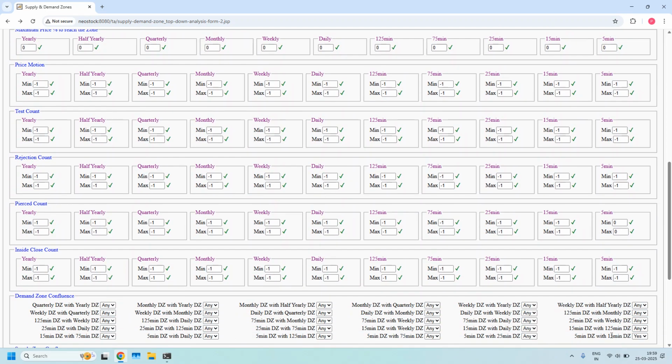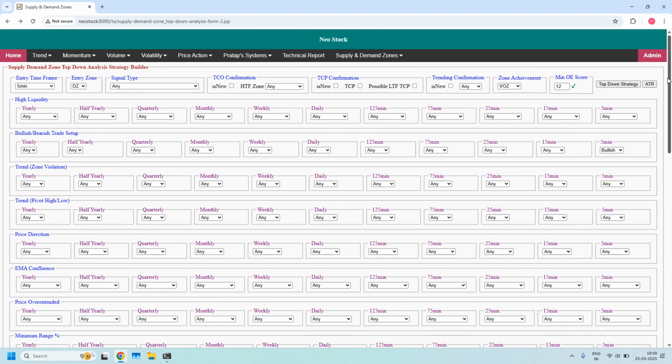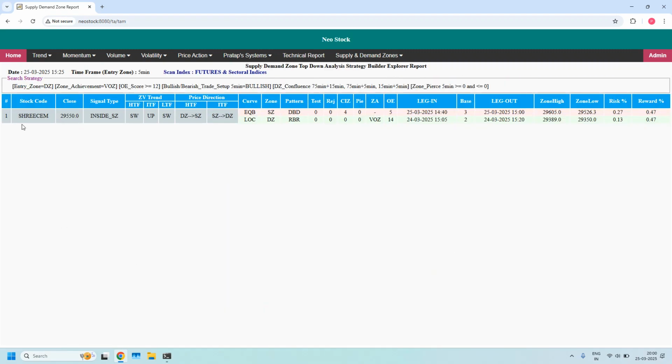So we need to set 3 filters. First filter is already enabled. Next, 5 minutes demand zone with 75 minutes demand zone confluence. 15 minutes demand zone with 75 minutes demand zone confluence. With all the 3 filters, we got only one stock. So in this stock, this 5 minutes demand zone overlapped with the 15 minutes demand zone. Both together overlapped with the 75 minutes demand zone.